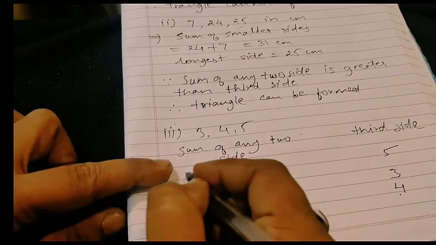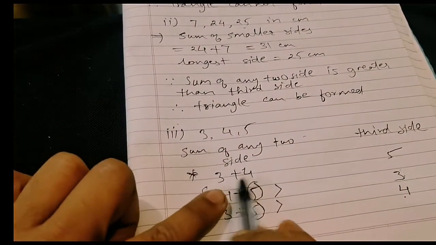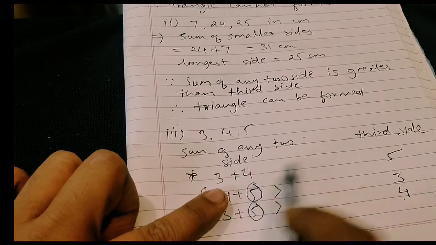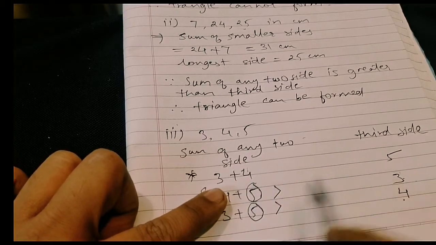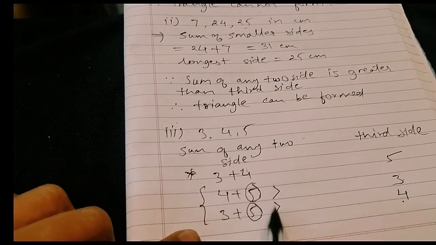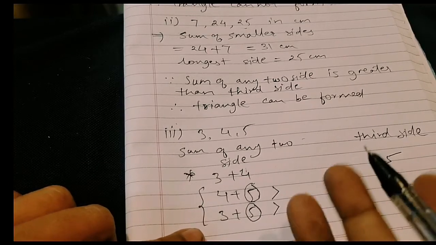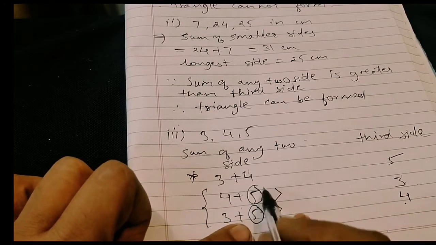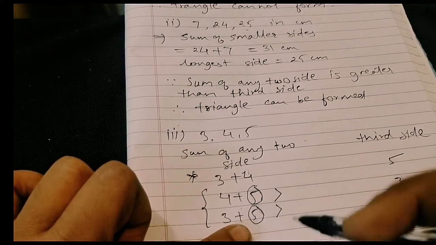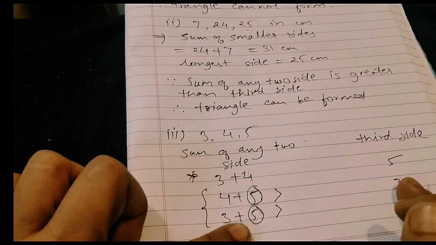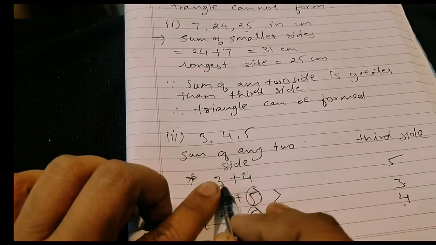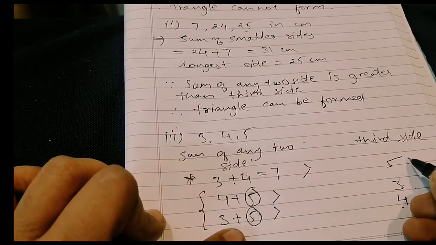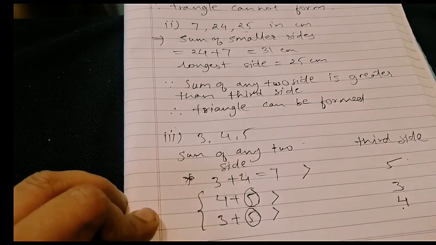Only in the first condition I have to check whether the sum of these two sides is greater than the third side or not. If this happens, then ultimately these two conditions are considerable. We can consider them anytime because the addition consists of the greater side. So the addition of these two will always be greater than the third side. Here 3 plus 4 equals 7, and this 7 is greater than the third side, that is the greater side 5, so we can say now the triangle can be formed.